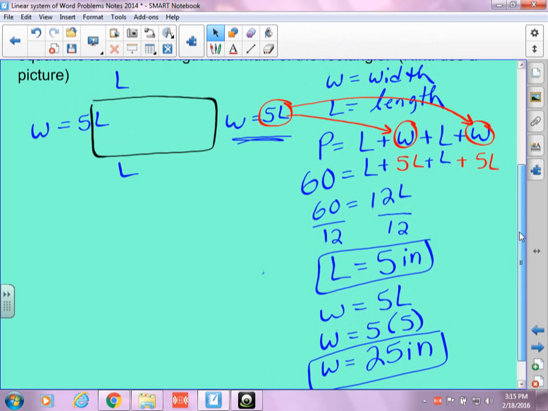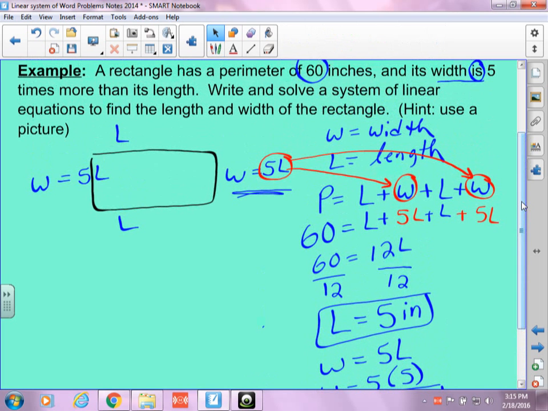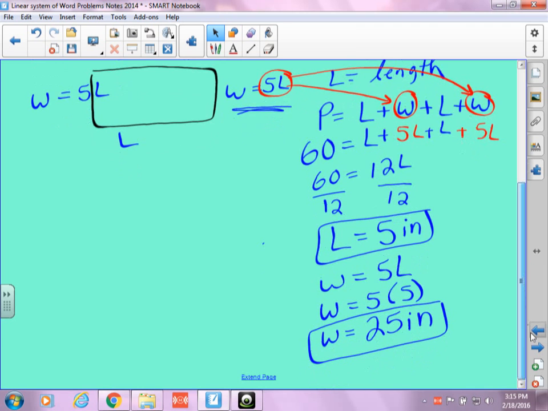So I need to take a look at my original problem. It said write and solve a system of linear equations to find the length and the width. And I did find the length. The length is 5 inches and the width is 25 inches.